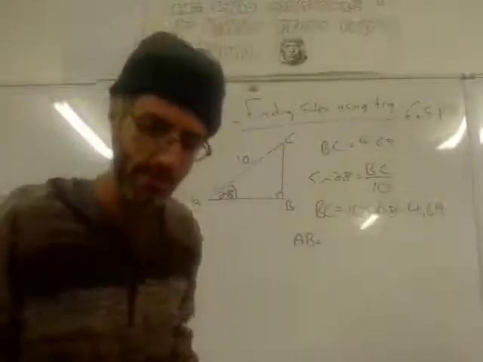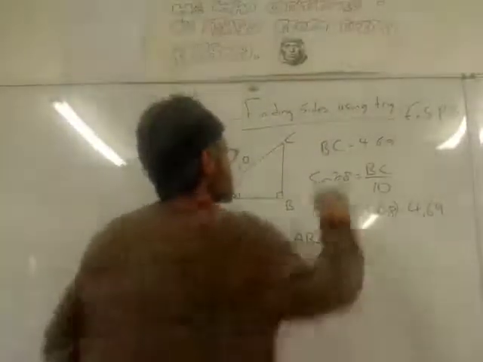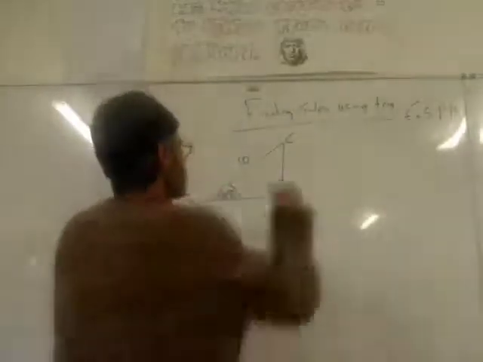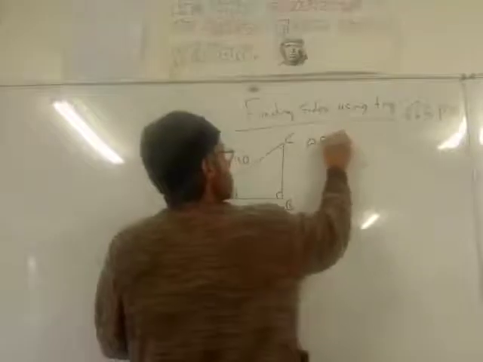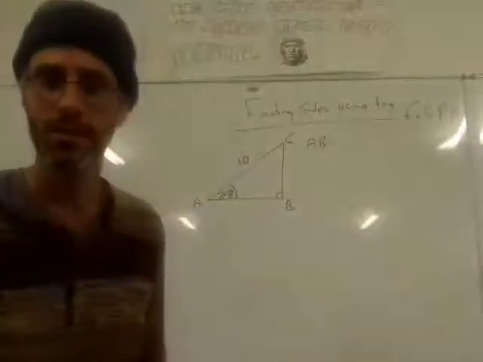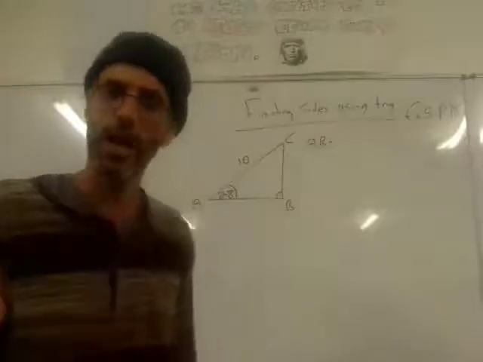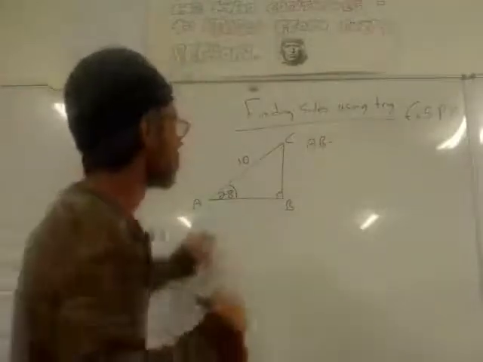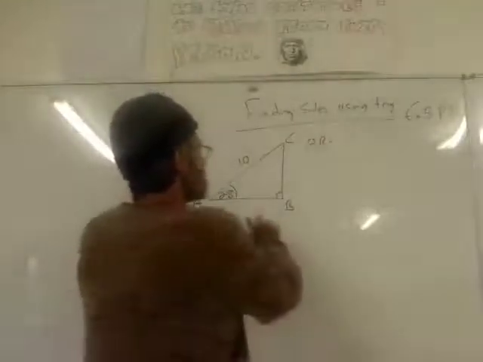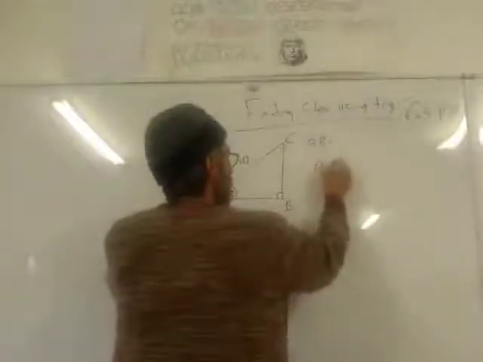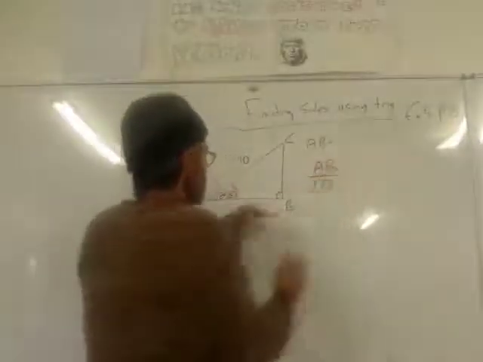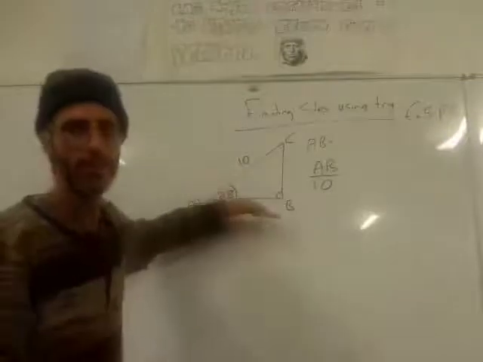But let's say I'm going to just erase this. Let's say from the start I've asked you to find out what AB is. And you didn't know what BC is. So now there are 2 options. One option you can say, AB, I don't know what it is, but I know that AB over 10, what is AB over 10?